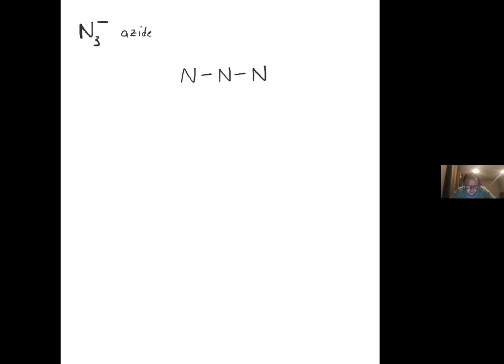So let's see. Keep in mind, it's negative, right? That means you're going to add an extra electron. Okay, so when it's negative, that doesn't mean you lose an electron. If it's positive, you lose an electron, because the electron's negatively charged. So if it were -2, we would add 2 electrons. So nitrogen is in group 5A. That means it has 5 valence electrons. There's 3 of them. And then you got that extra electron, so you got 16.